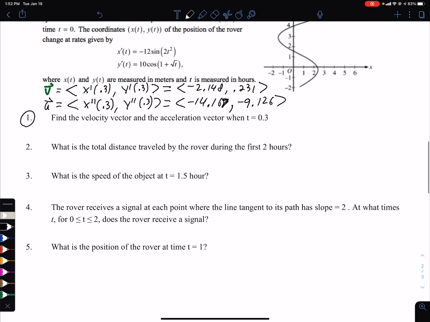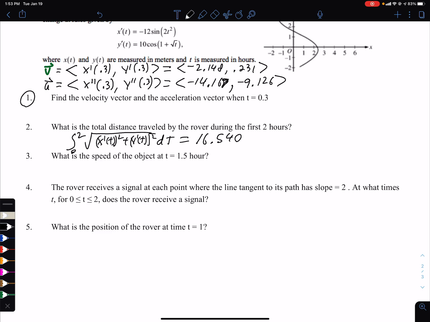Total distance traveled. This is a matter of knowing your formulas. There's a formula you have to know for total distance traveled. You integrate the square root of x prime of t squared plus y prime of t squared dt. All you do is pop that in your calculator and you get an answer of 16.540, or 539 if you truncate.